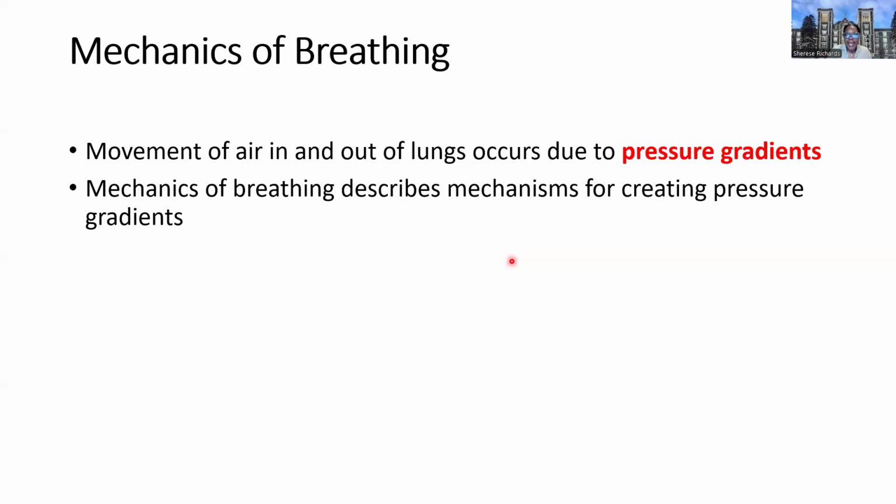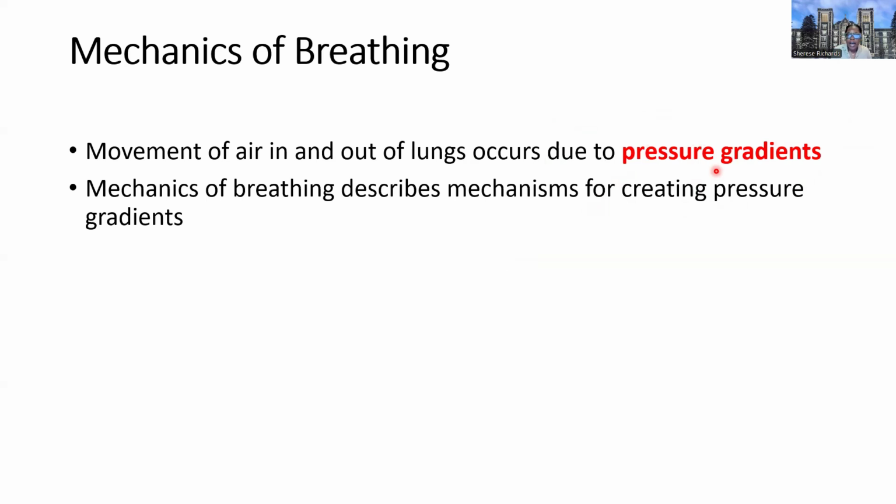A bit about the mechanics of breathing. Now that we've described our pressures, we've talked about their values, some of the examples. Let's talk about the mechanics. Movement of air in and out of the lungs happens because of our pressure gradients, especially the intraalveolar pressure and how that compares to the atmospheric pressure.